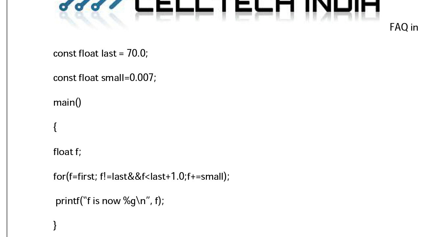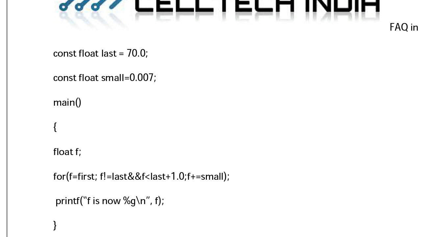It might go from being just under it to being just over it. The loop would go past the last value. The inequality f less than last plus 1.0 has been added to prevent the program from running on for a very long time if this happens. If you run this program, the value printed for f is 71 or more. This is what has happened.